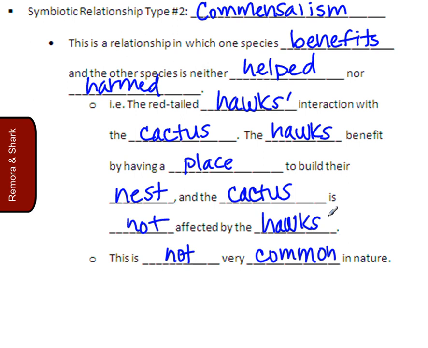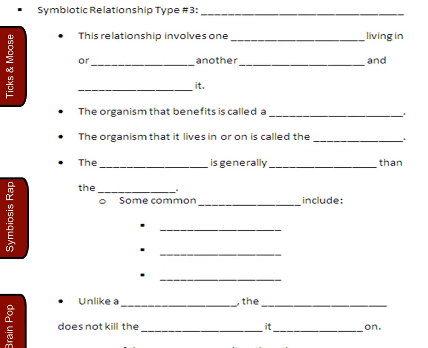Now, our gesture for commensalism when we partner teach will be point to self, okay, because this is all about me. It's all about you. What's in it for you? Because only one species in this relationship is benefited. Okay. The last relationship type is parasitism.